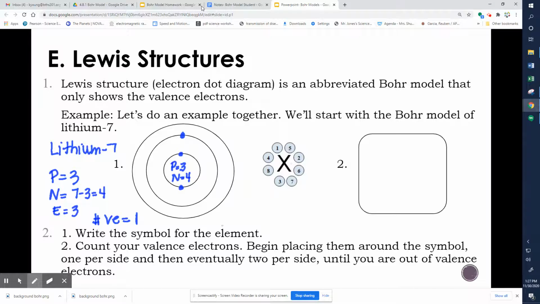So our first step to write our Lewis structure or electron dot diagram is to write the symbol for the element. And we're going to put it in the center of this box. Li. Okay, and then we have 1 electron to place. Let's change the color here so you guys can tell the difference. And I'm going to start right here. That's going to be my 1 electron. And that's it for lithium.